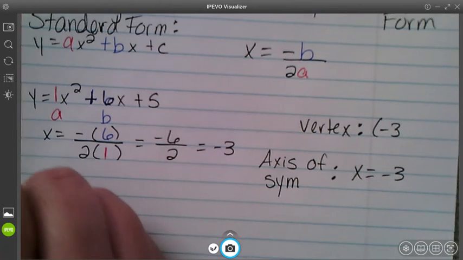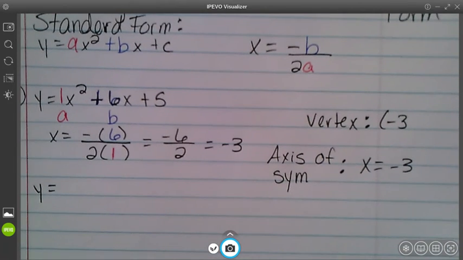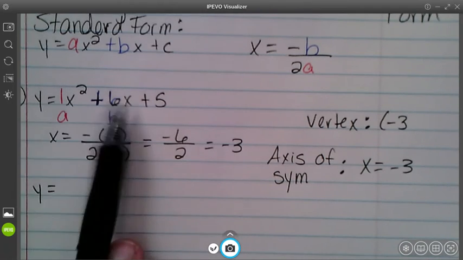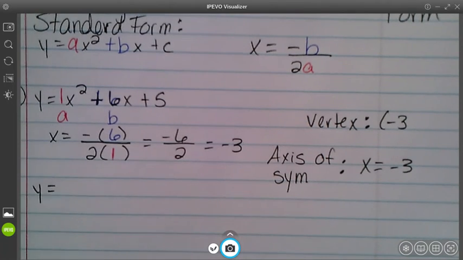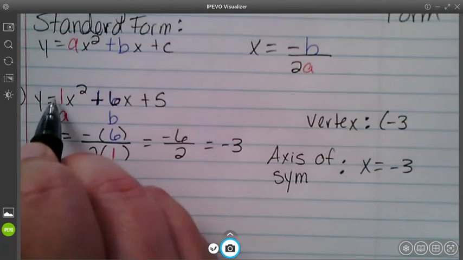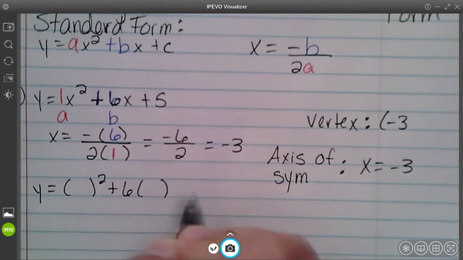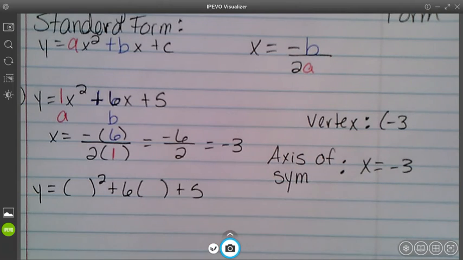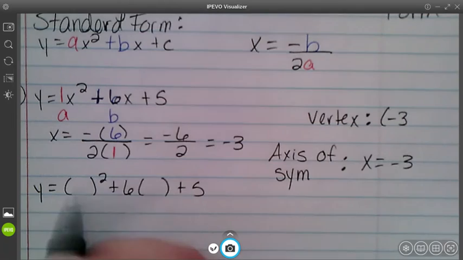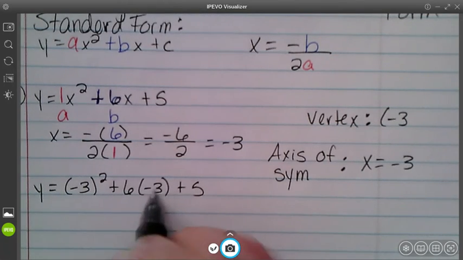So I've already got my axis of symmetry just by that. So now all I need is the y value of my vertex. So once I have the x, I can plug x in and get the y. So I'm going to leave out the 1 this time. So I've got x squared plus 6x plus 5. Y'all know I like to do that. Again, set it up. So we'll put that negative 3 there.